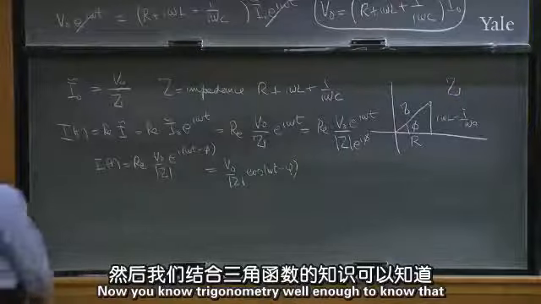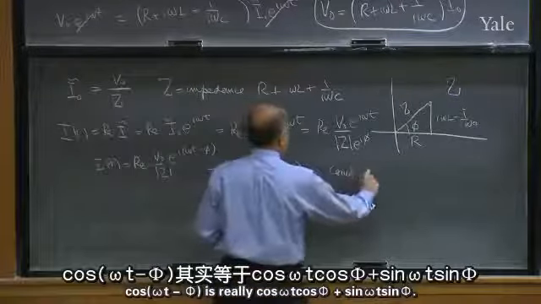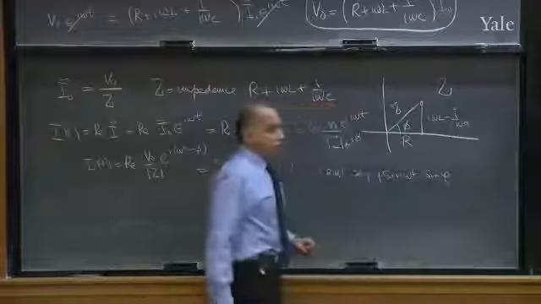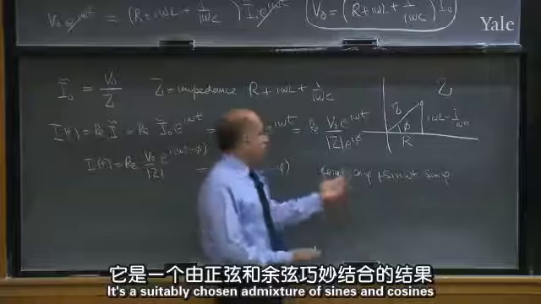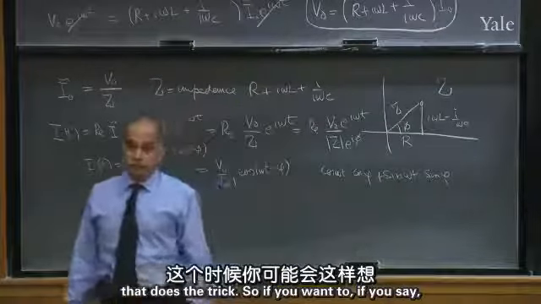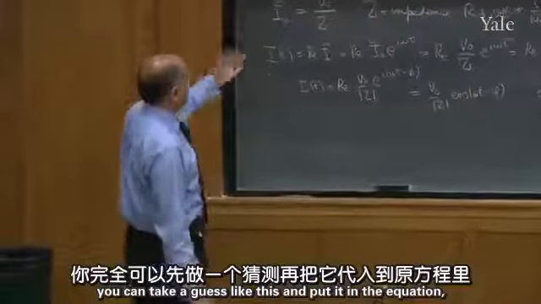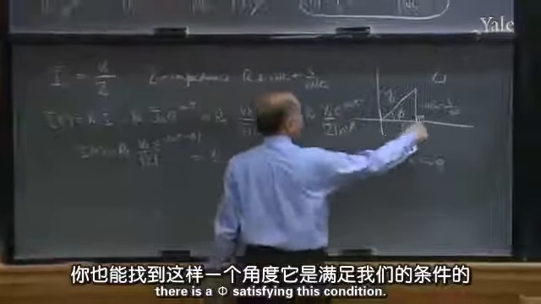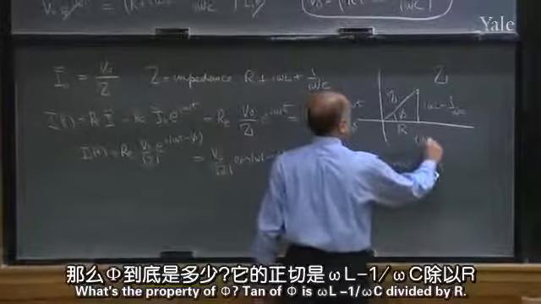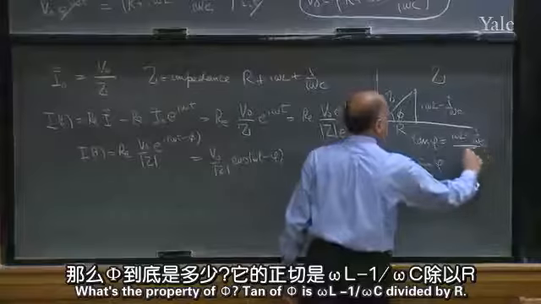Now you know trigonometry well enough to know that cos omega t minus phi is really cos omega t cos phi plus sin omega t sin phi. So the answer cannot be just a cos and cannot be a sine. It's a suitably chosen admixture of sines and cosines that does the trick. If you say, I don't want to deal with complex numbers, you can take a guess like this and put it in the equation. After a lot of manipulation, you will find there is a phi satisfying this condition. What's the property of phi? Tan phi is omega L minus 1 over omega C divided by R.